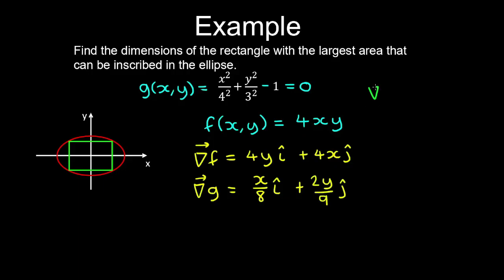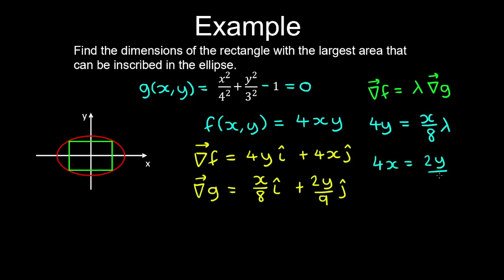And using the following relationship between the gradient of f and the gradient of g, so that's the Lagrange multiplier by the gradient of g, and equating the x and y components, we get 4y is equal to x on 8 by lambda, and 4x is 2y on 9 by lambda. And now we want to find x, y, and lambda that satisfy these two equations and the constraint equation.